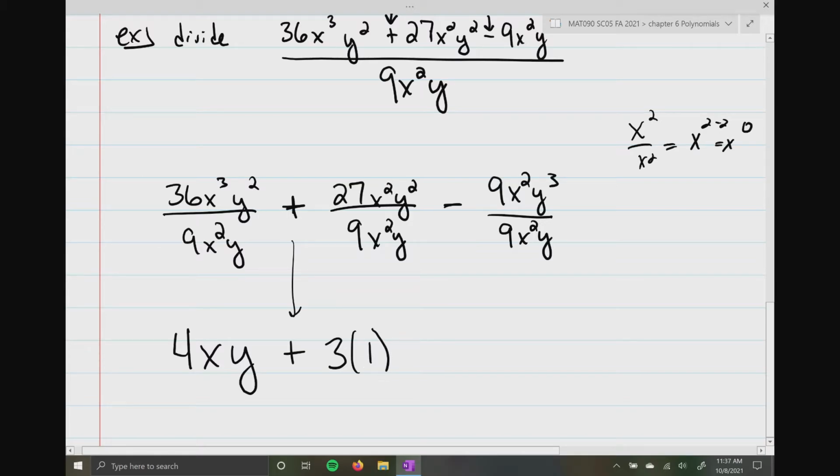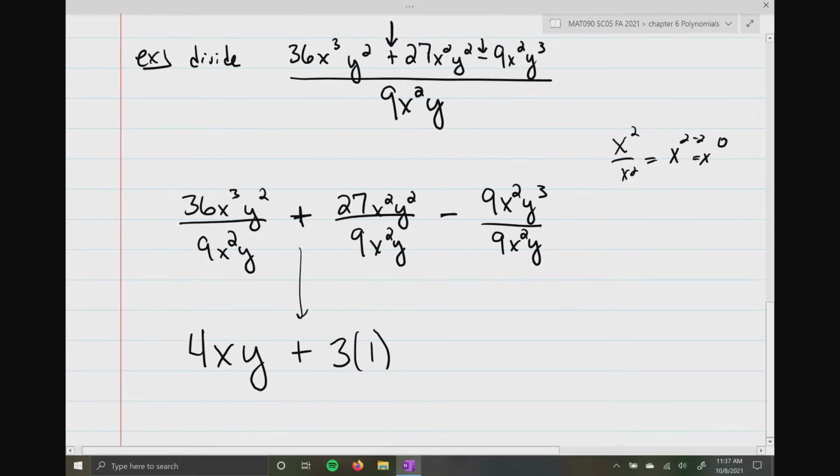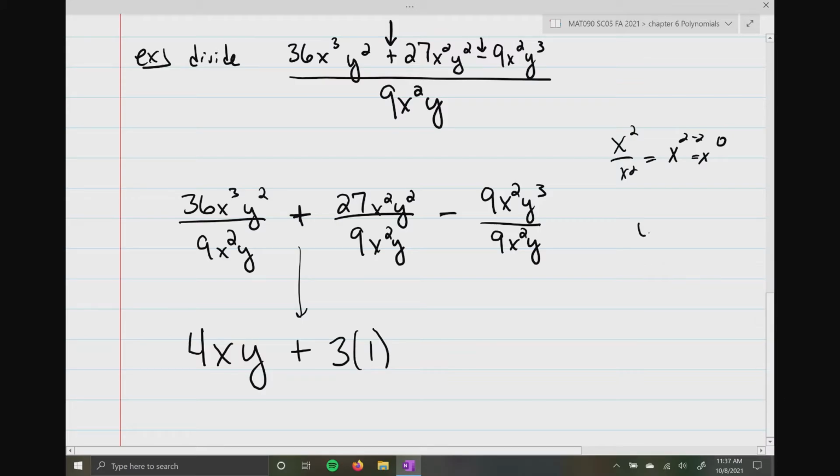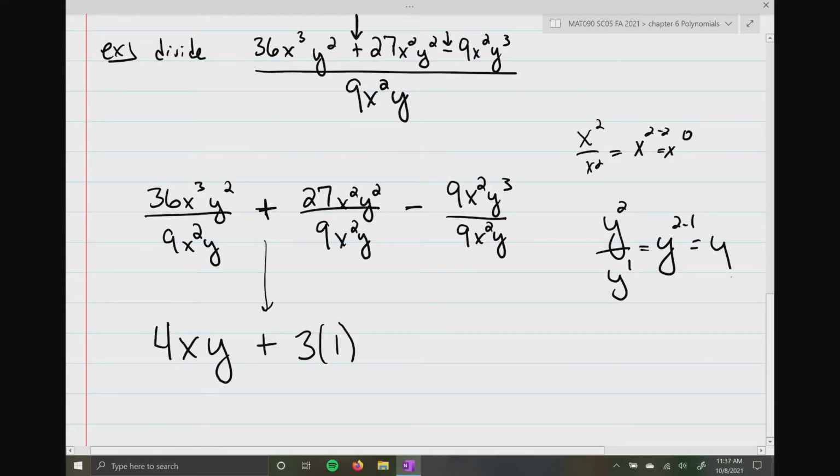But Brianna, we're not done yet. Y to the second divided by y to the first is? So if you have to write it out, I'll write it out. So y to the second divided by y to the first is going to be y to the 2 minus 1. So what does that equal? Y to the first. Beautiful. Love it. Thank you. Next. Drop down the minus sign.